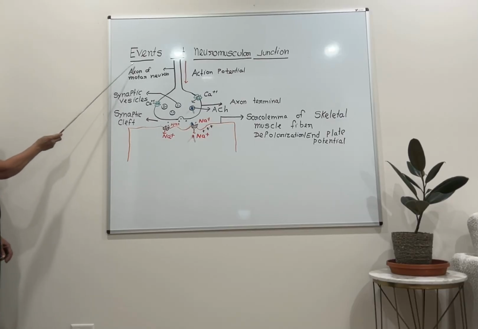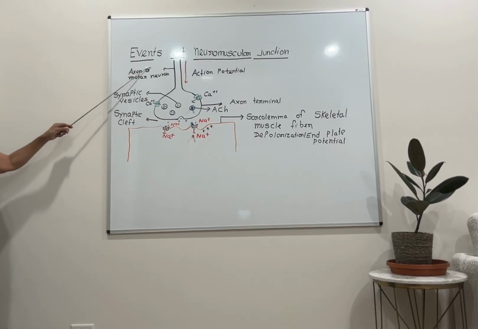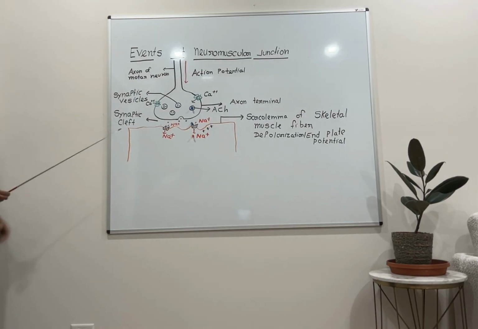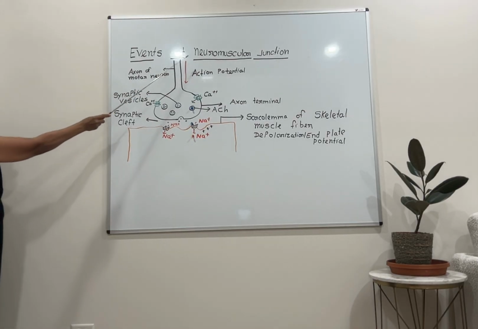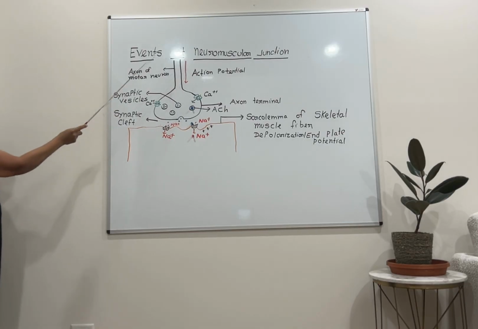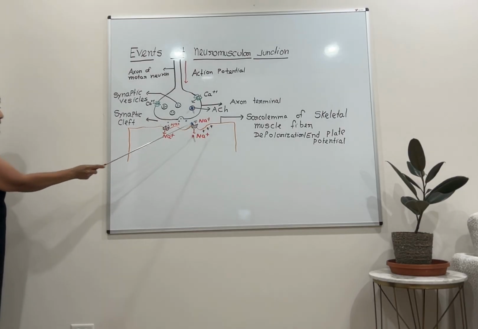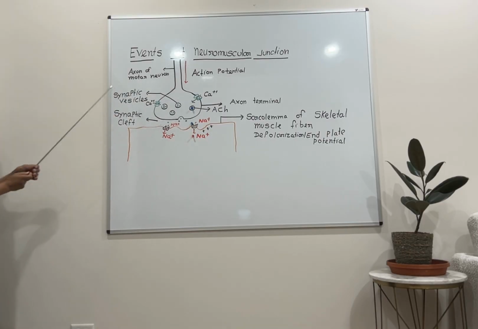Today we will talk about events at neuromuscular junction. So why is it known as neuromuscular junction? Because there is a synapse between a neuron and the sarcolemma of the skeletal muscle fiber.